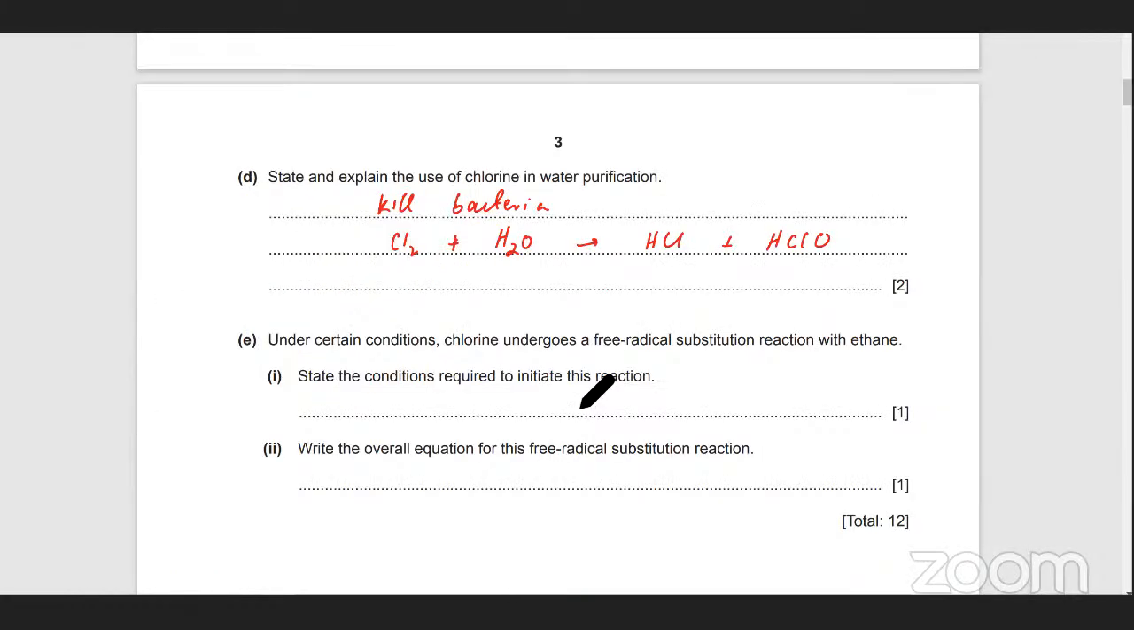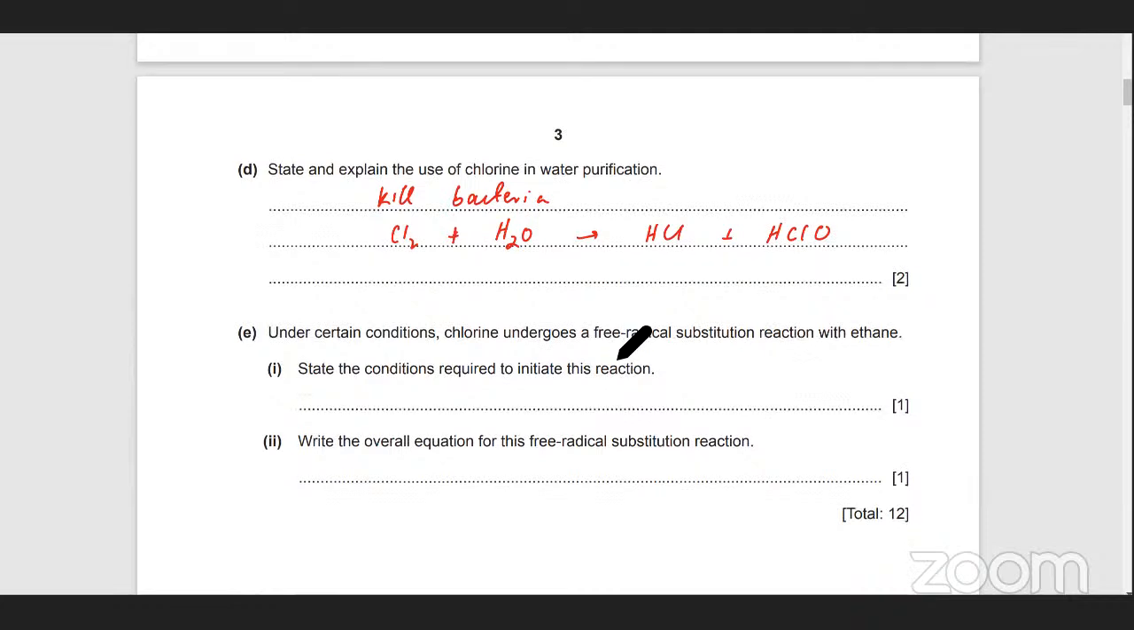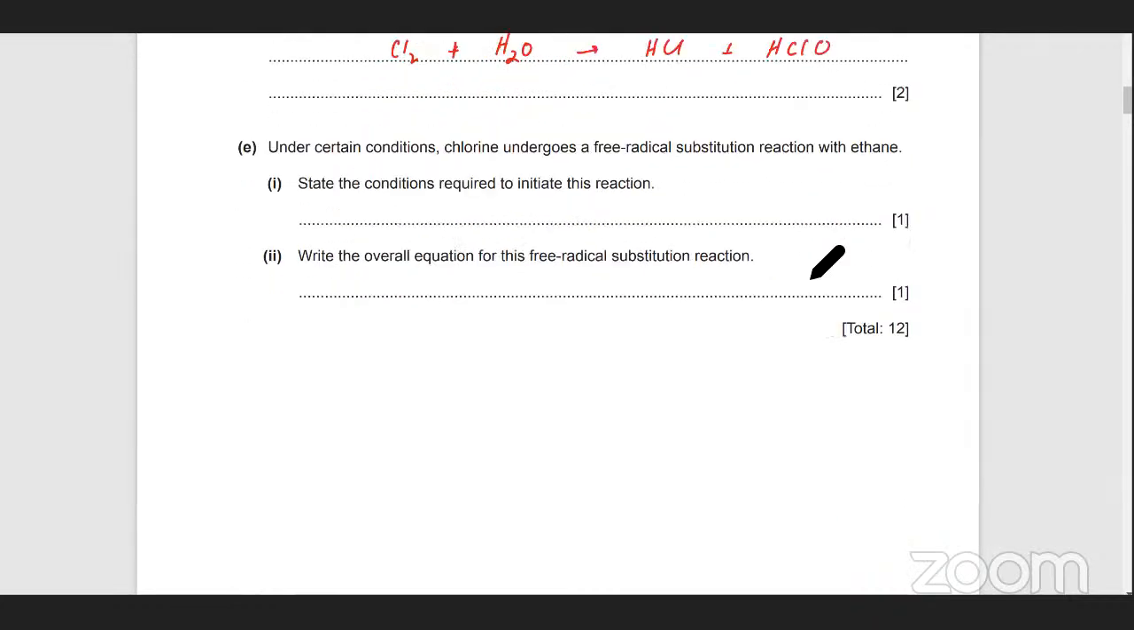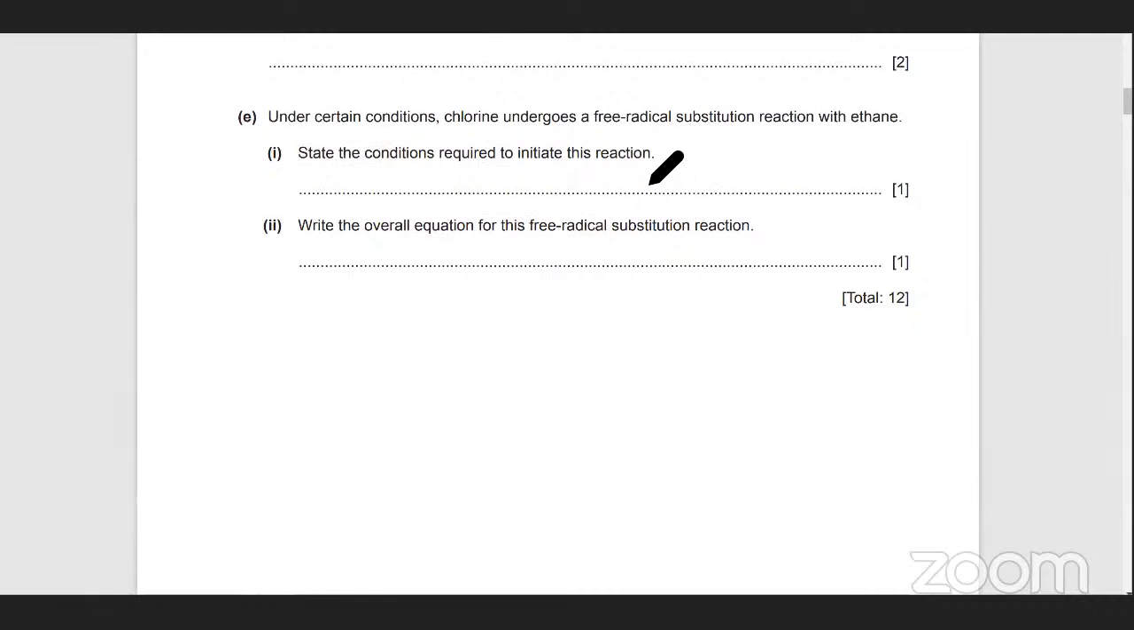So then you have state the conditions required. This is free radical substitution of ethane. What are the conditions required for this? What happens in free radical substitution? UV light. ठीक है, UV light, and because of UV light, homolytic fission happens, and that results in the formation of Cl radicals.